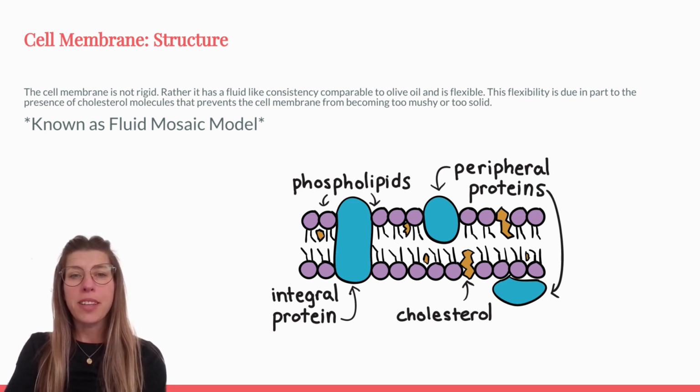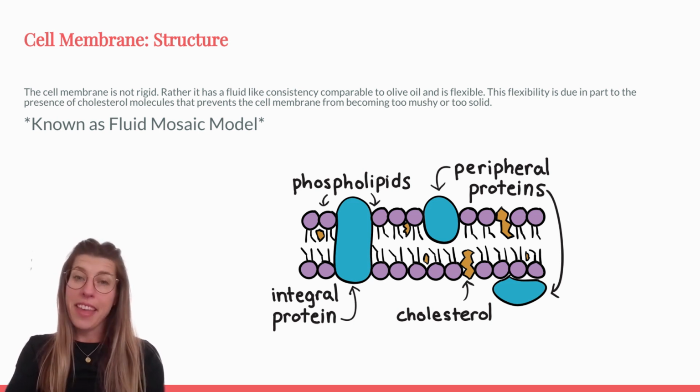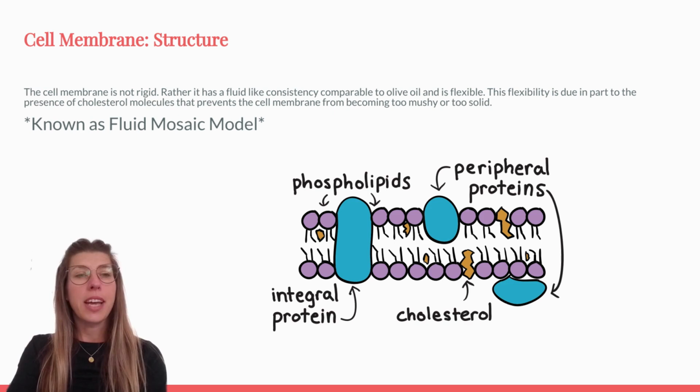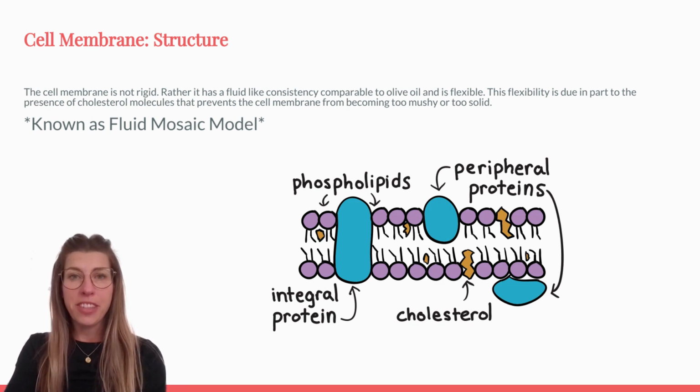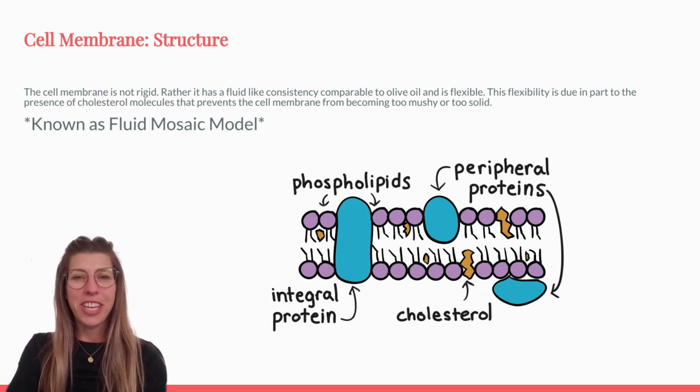And the flexibility part of it is partially due to the presence of cholesterol molecules, which prevents the cell membrane from becoming too mushy or too solid. So you can see there in the picture below, not only is it fluid because of those cholesterol molecules embedded periodically within the phospholipid bilayer, but we also see that it's mosaic in structure because it's not just phospholipids.